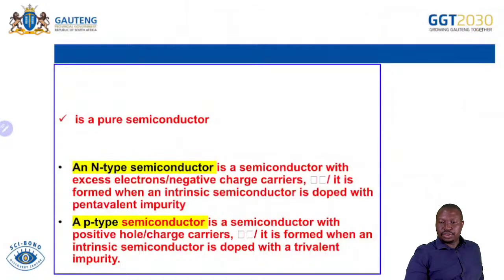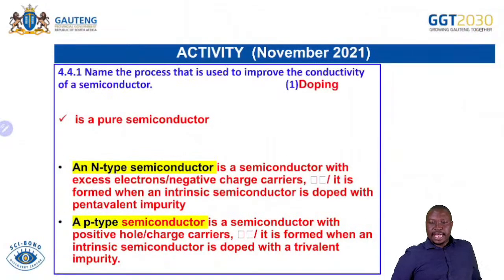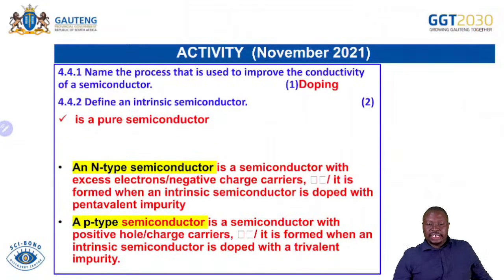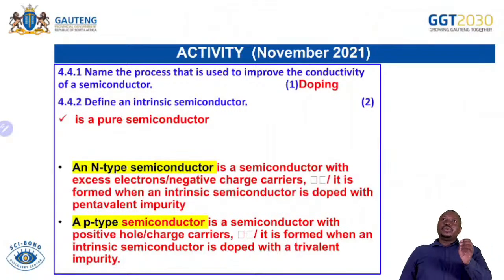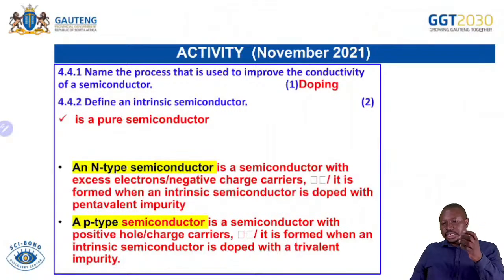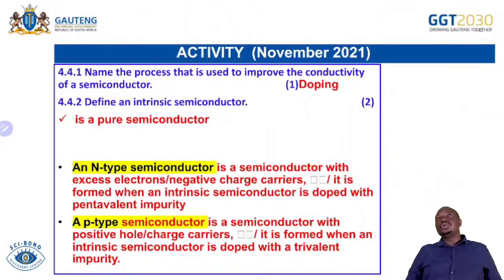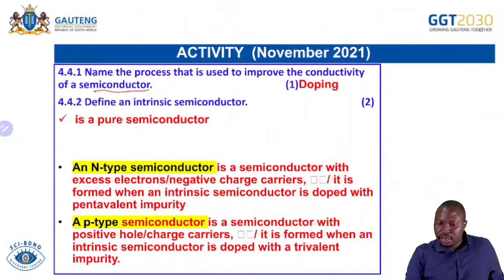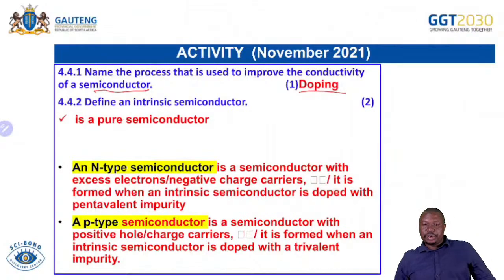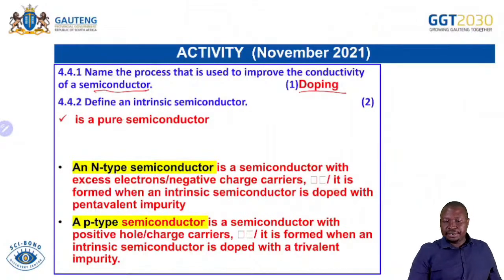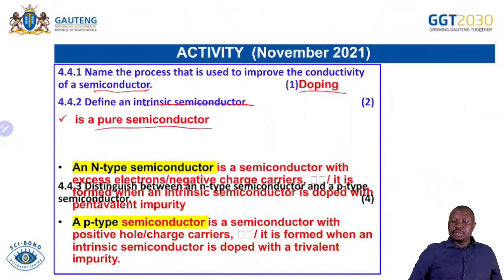Then you are able to do that question, and then we are able to move with no problem. Now, with time, I will try and move faster to say still we have to look at the questions that talk to semiconductors. To say, in 2021 we had a question that says name the process that is used to improve conductivity of semiconductors, which is the doping process. You must be able to define what is intrinsic semiconductor. We're saying it is a pure semiconductor.